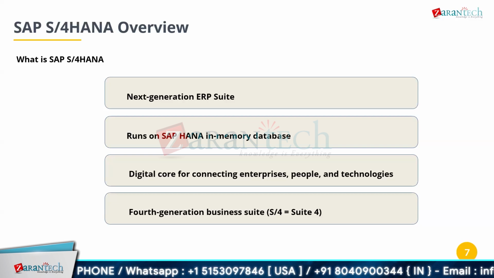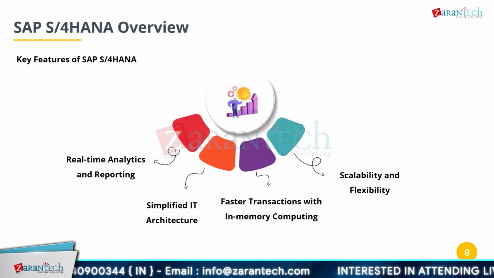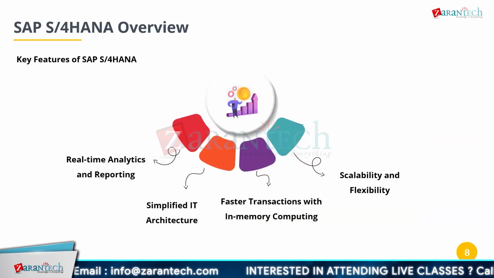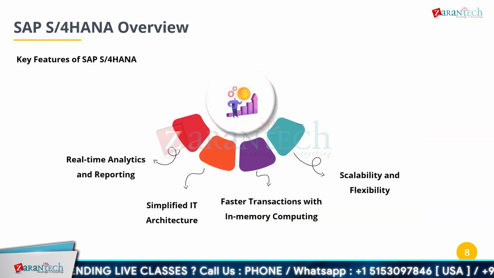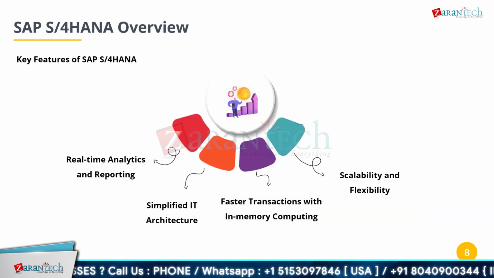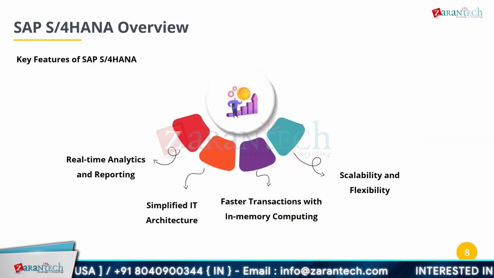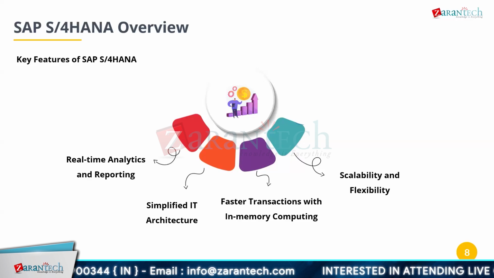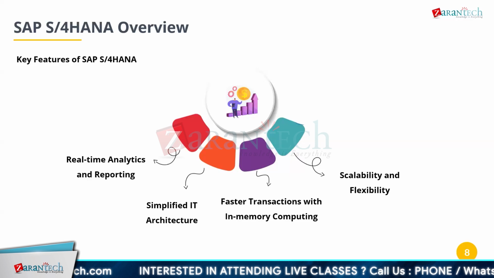The shift from ECC to S4HANA is significant, because with traditional ERP systems, processes are often slow since the system had to fetch the data from multiple sources. But S4HANA brings all of the data into a single memory, allowing for real-time access. This makes it possible to respond faster to business events, whether it's supply chain or a customer service inquiry.